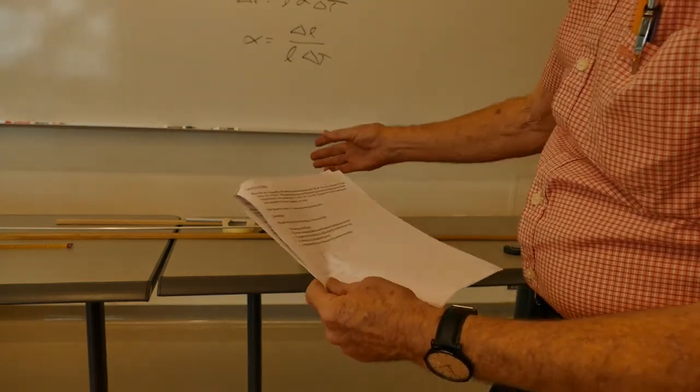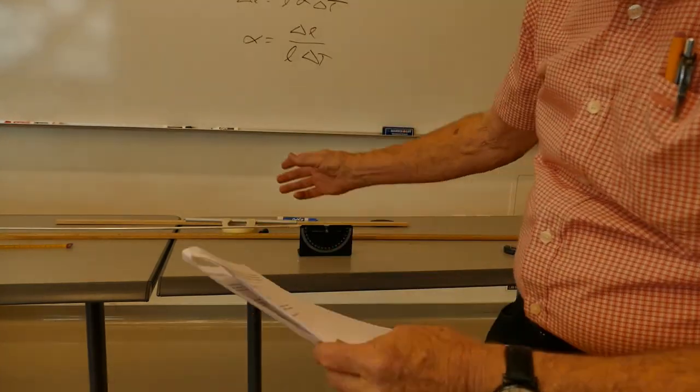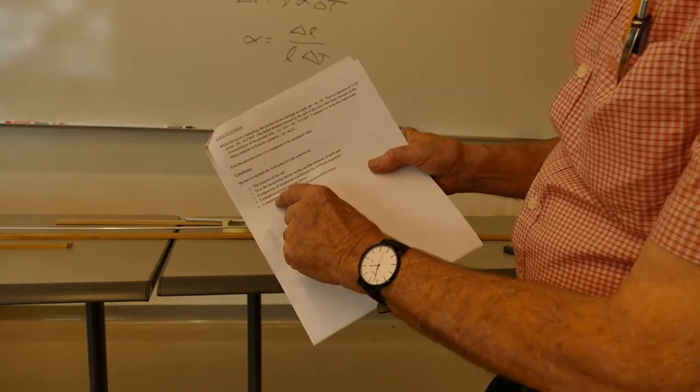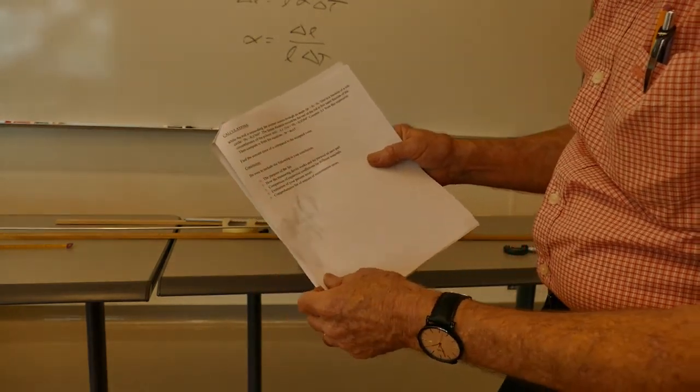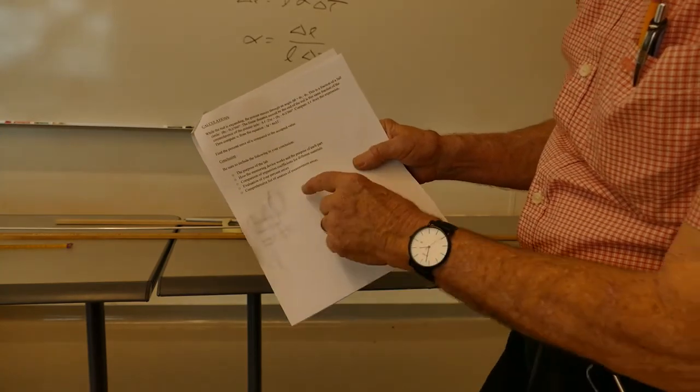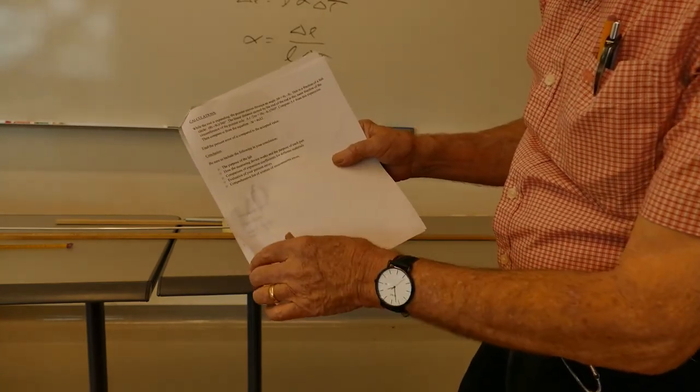Talk about which coefficient of expansion was greater. Was it for the aluminum or the brass? Talk about your percent errors, evaluate them, were they acceptable or not? And then, of course, as always, a comprehensive list of sources of measurement error.